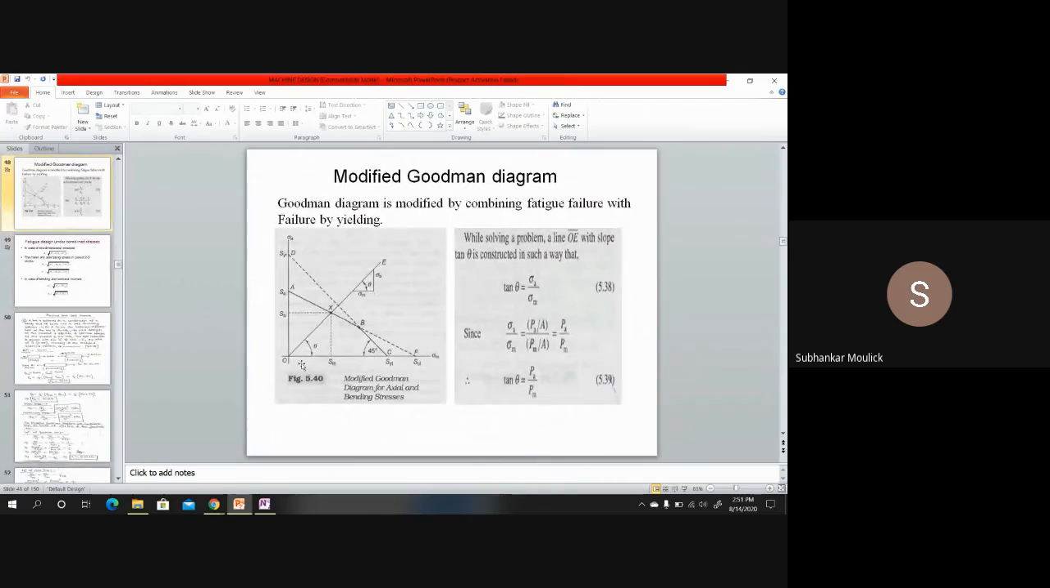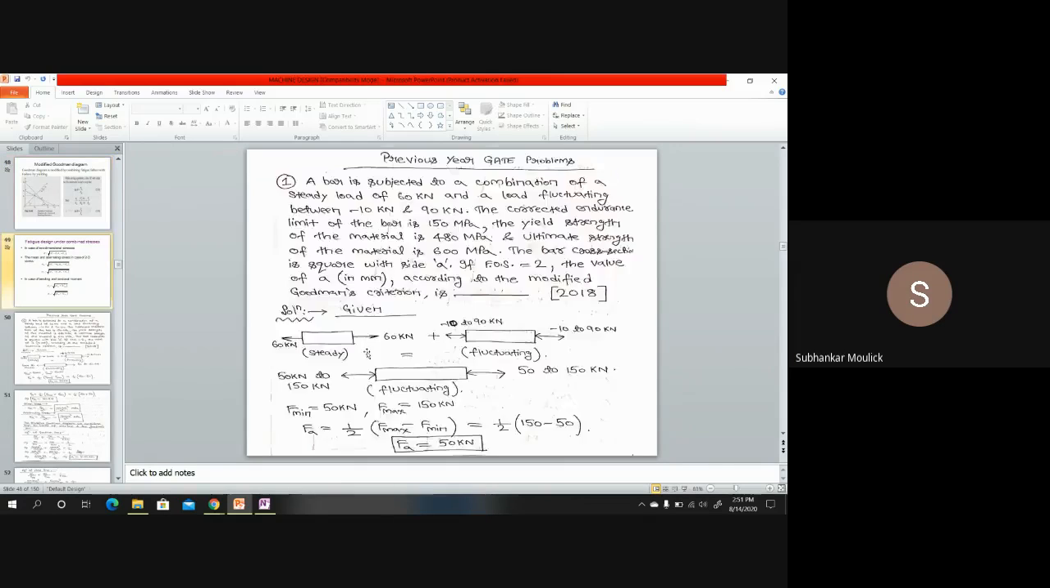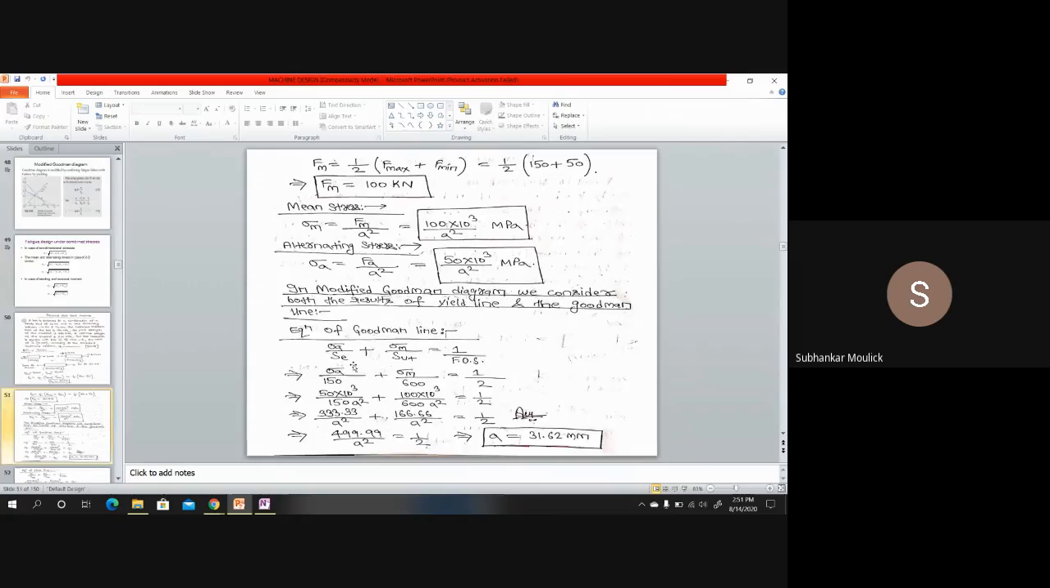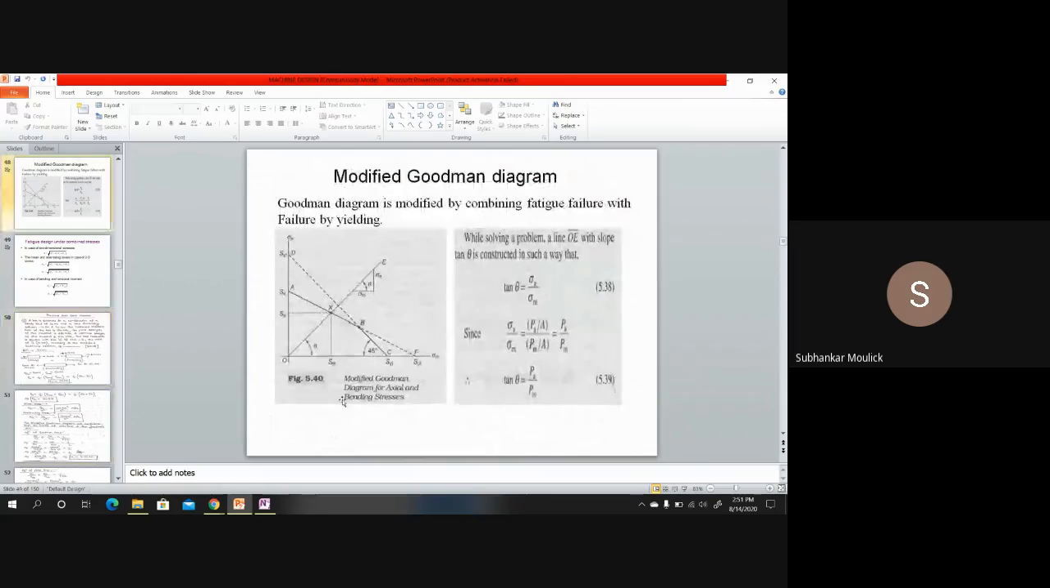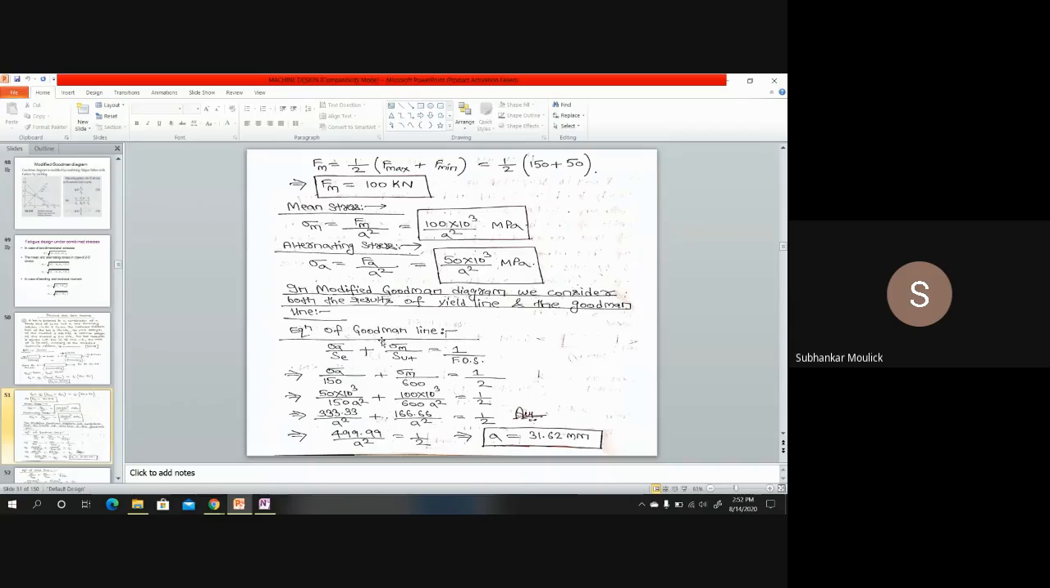That means which line? This A to F line. A B F line. This is the Goodman line. Its equation will be: I know that in the y-axis it is sigma A divided by intercept AC, plus on the x-axis sigma M divided by intercept SUT. So sigma A by AC plus sigma M by SUT is equal to 1 by factor of safety.